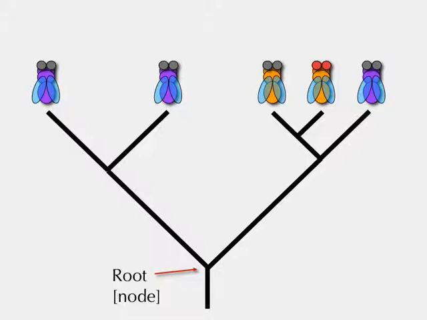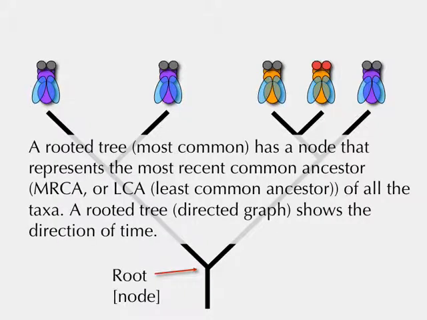Okay. This is the root. Not all trees have roots. A rooted tree, which is the most common tree you'll see, but not always, has a node that represents the most recent common ancestor of all the taxa. We often read it as MRCA, most recent common ancestor, or LCA, least common ancestor. And it shows the direction of time.